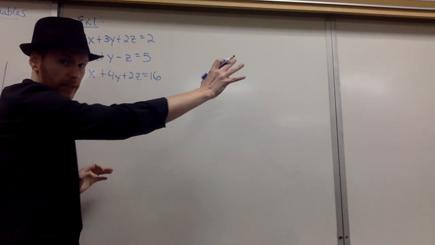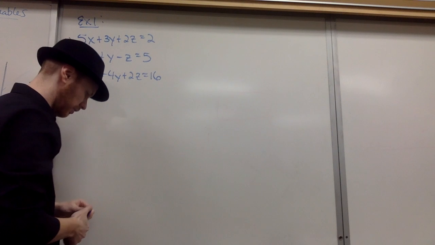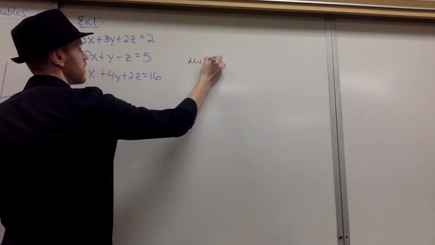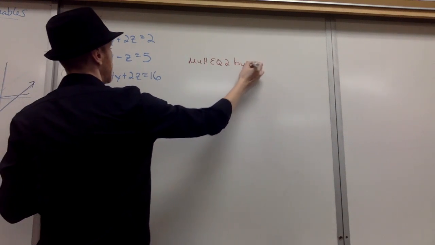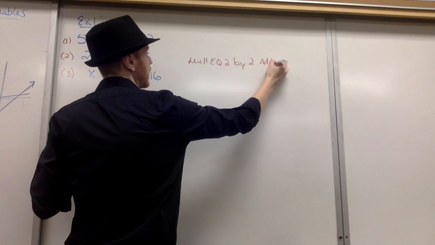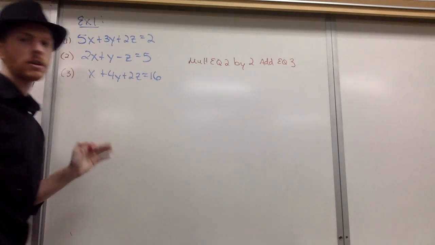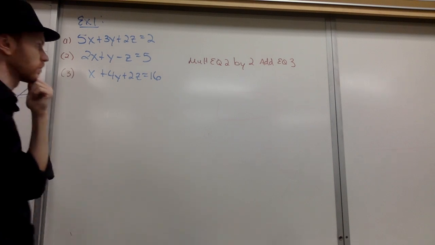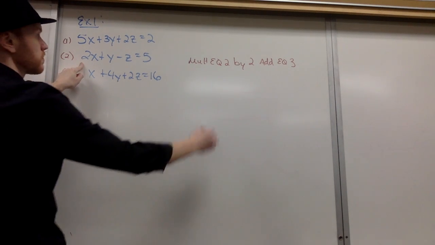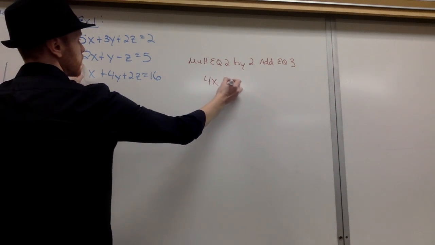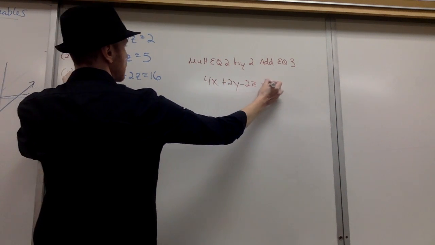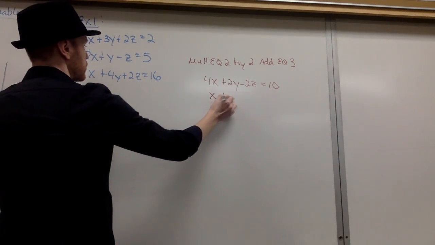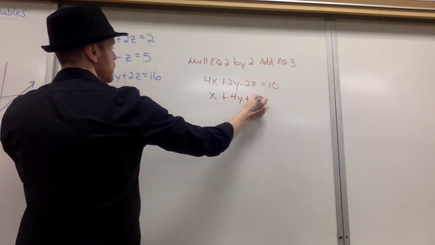So over here, I'm going to explain that. Okay. In fact, I'm going to use a different color. There we go. So what I'm going to do is multiply equation 2 by 2 and then add it to equation 3. I'm going to write myself little notes as to how I got each set of equations. All right, so let's do that. So this one I'm going to multiply by 2. So I get 4x plus 2y minus 2z equals 10. And then down here, x plus 4y plus 2z equals 16.